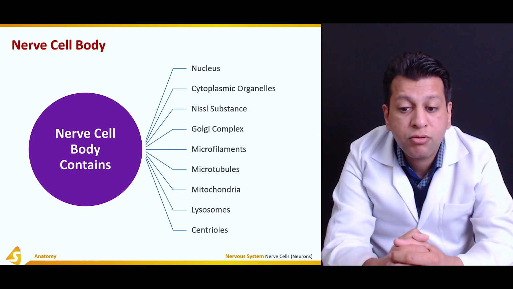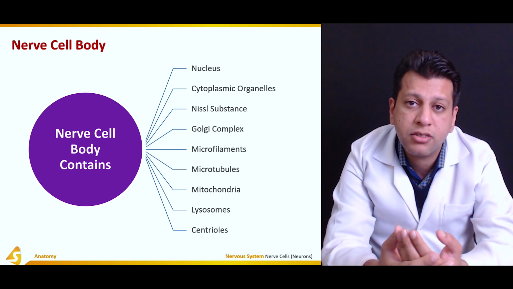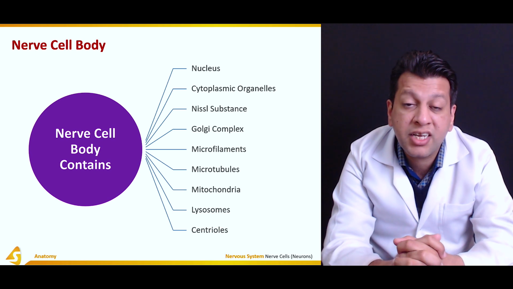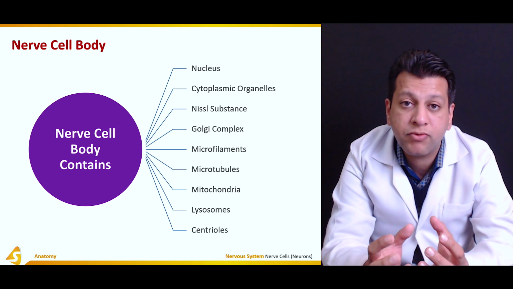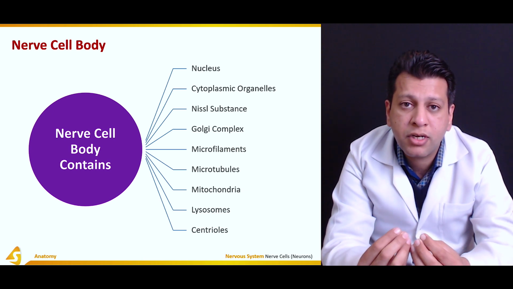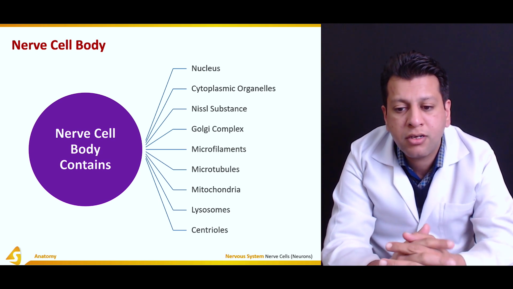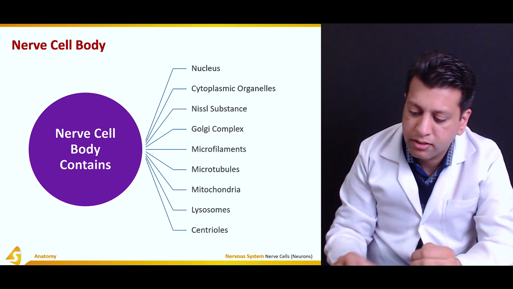Then there are lysosomes and centrioles. Centrioles and lysosomes have the same function as in other cells. These are very high-demand, high-functioning cells, so the oxidative materials, peroxidases and highly reactive ions which get collected are phagocytosed by lysosomes and degraded.